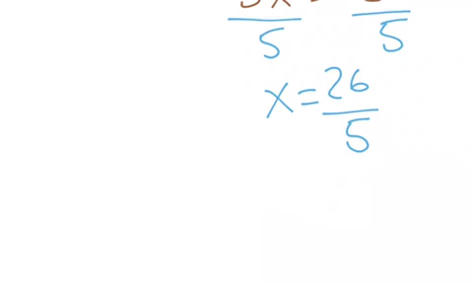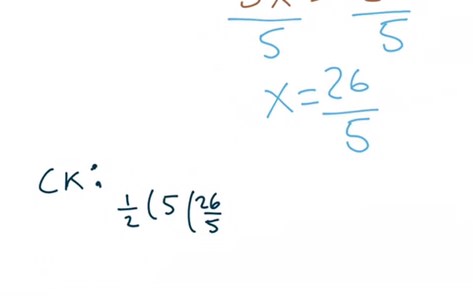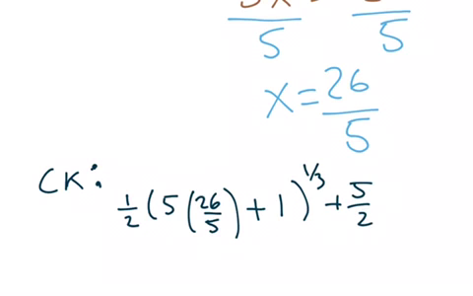Are we certain? I'm not sure. Let us not be overwhelmed by hubris. Substitute it back in. I get 1/2 times (5x plus 1) to the 1/3 plus 5 over 2. I don't want x, I want 26 over 5. Why does my voice get like this? I don't know. So 5 times 26 over 5 plus 1 raised to the 1/3 plus 5 over 2. It should be 4. Looks a little nasty.